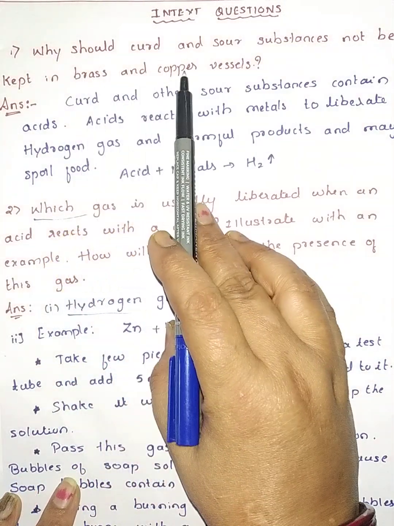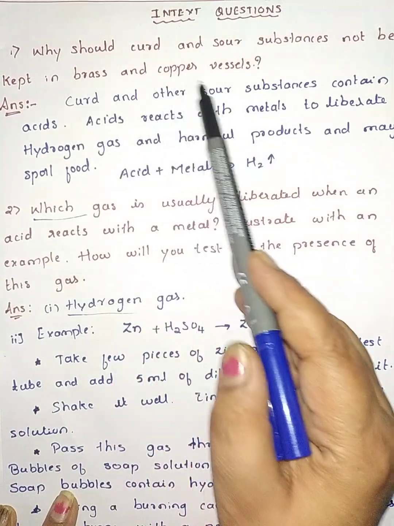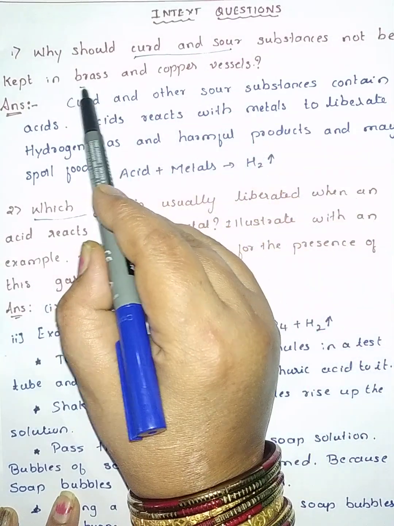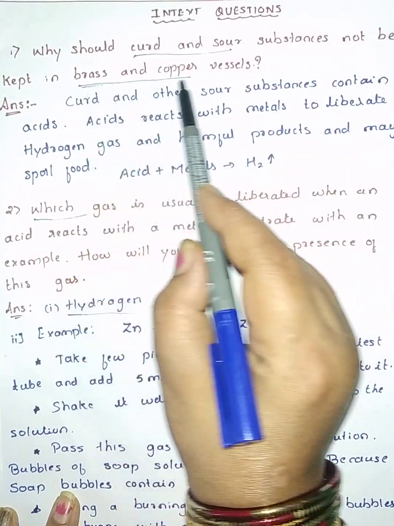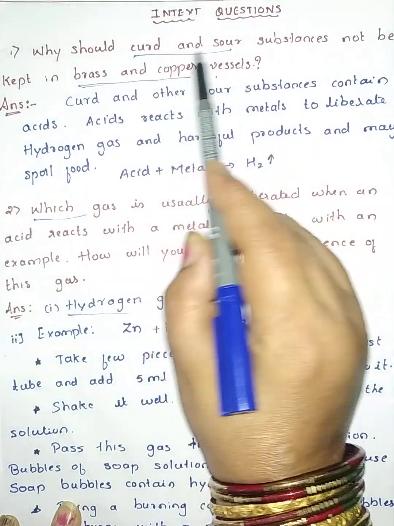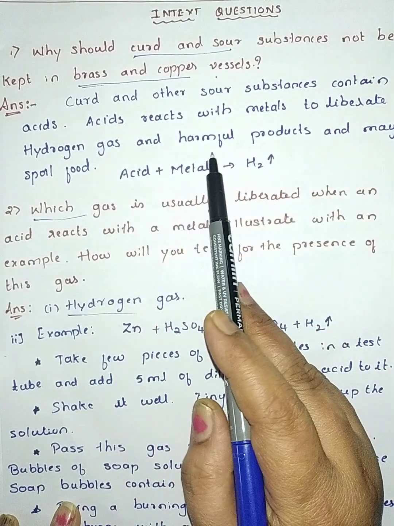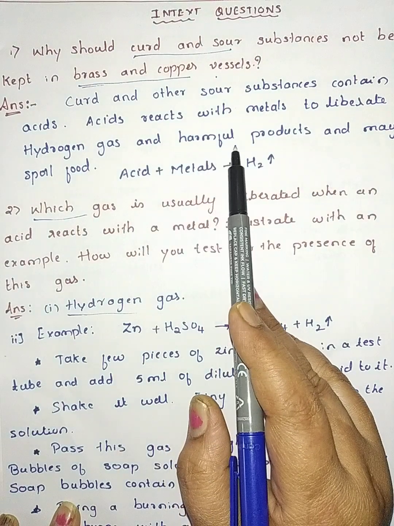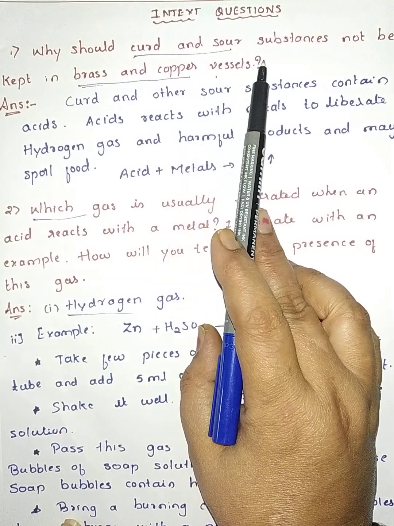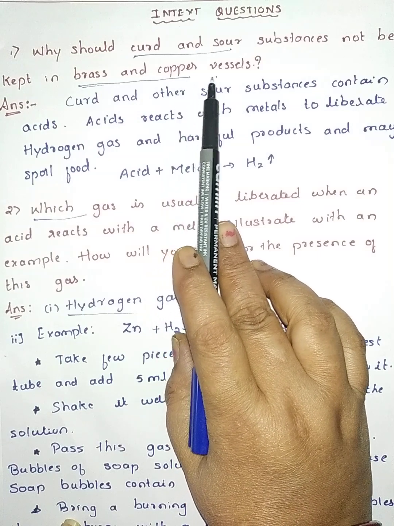The first question is, why should curd and sour substances not be kept in brass and copper vessels? Here we have curd and sour substances, and brass and copper vessels. Brass and copper are metals, and curd and sour substances contain acids. When acid reacts with metals, they form harmful products and hydrogen gas is released. So to avoid that, we should not store curd or any other sour substances in metallic vessels.